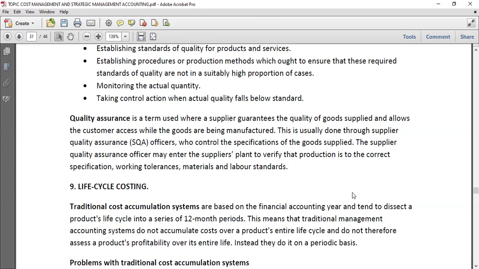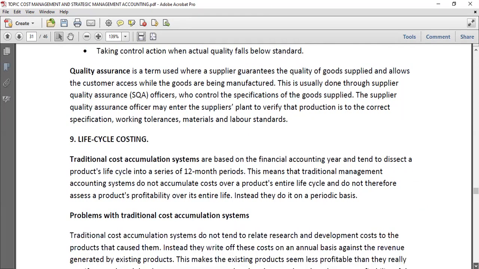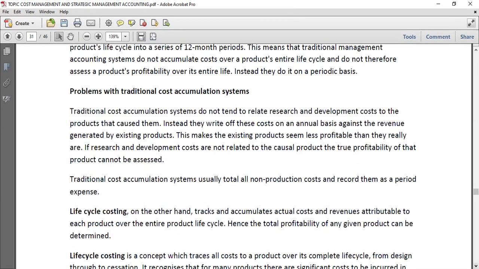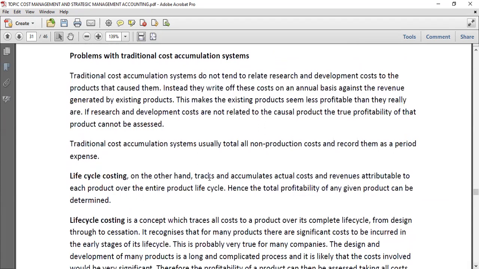So that's why life cycle costing is a key component of the strategic management control system, okay? As you can see, it tracks and accumulates actual costs and revenues attributable to a product across its entire product life cycle, okay? And it means that we can easily determine if a product is profitable or not, okay?